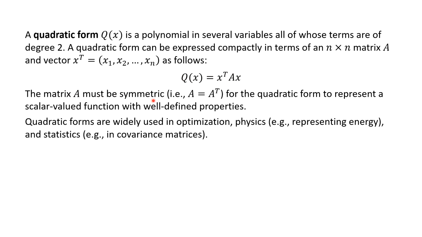The matrix A must be symmetric, in other words, it equals its transpose, for the quadratic form to represent a scalar valued function with well-defined properties. Quadratic forms are widely used in optimization, physics, and statistics. So let's have a look at an example.